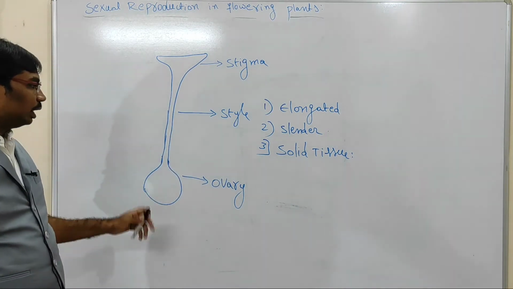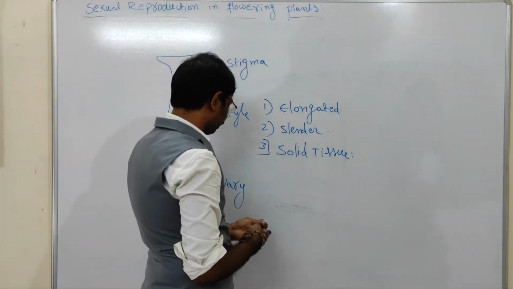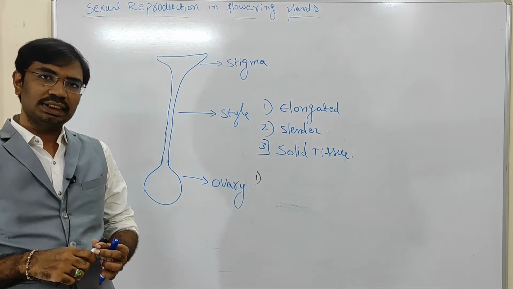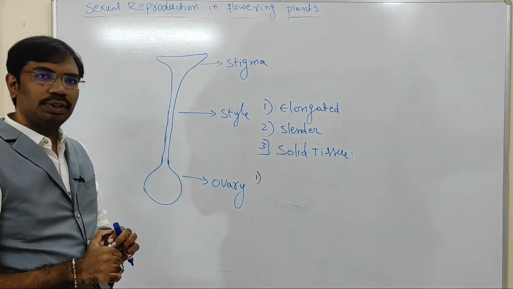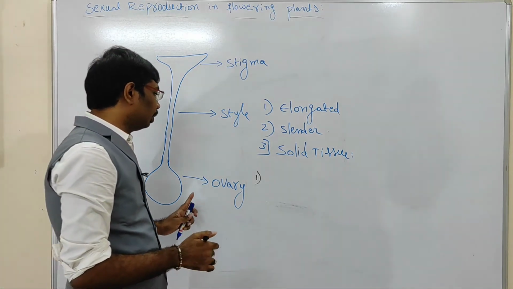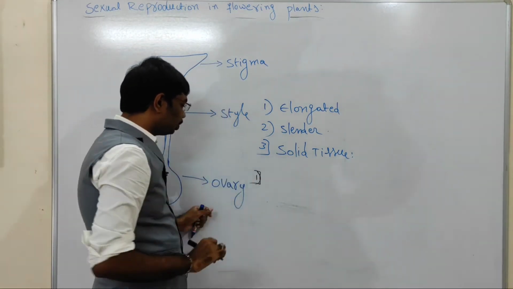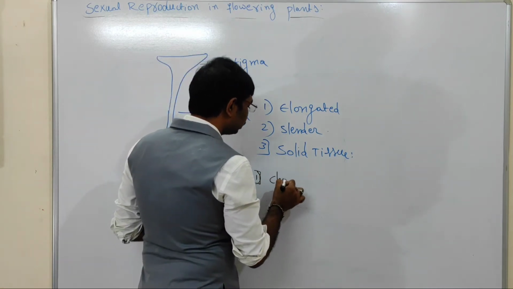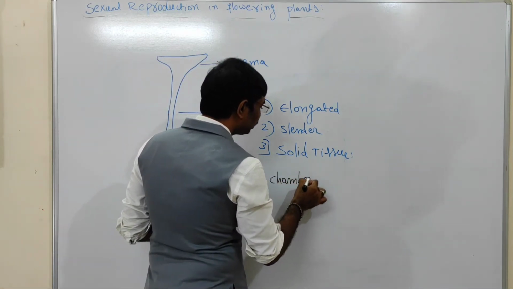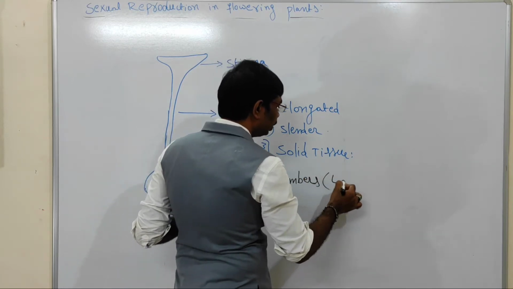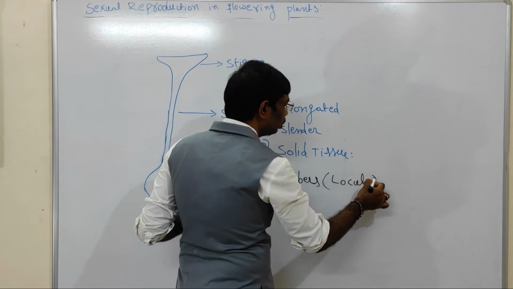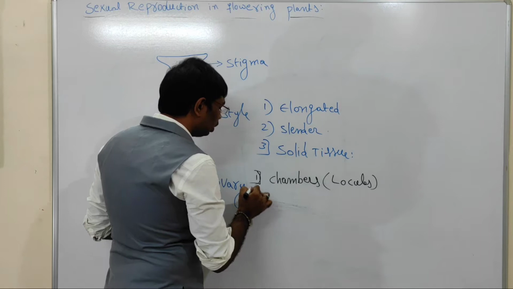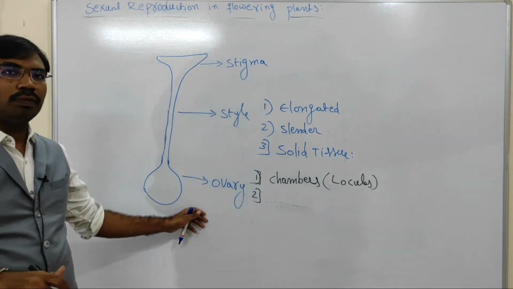The ovary contains the ovarian cavity. You already studied the morphology of flowering plants, in which you studied different kinds of ovaries and placenta arrangement. So recollect that knowledge. See here, this is the ovary. Some ovaries, not all, contain chambers. Those chambers are called locules. Locules are present in some ovaries. The second point is that the ovary contains the ovarian cavity.